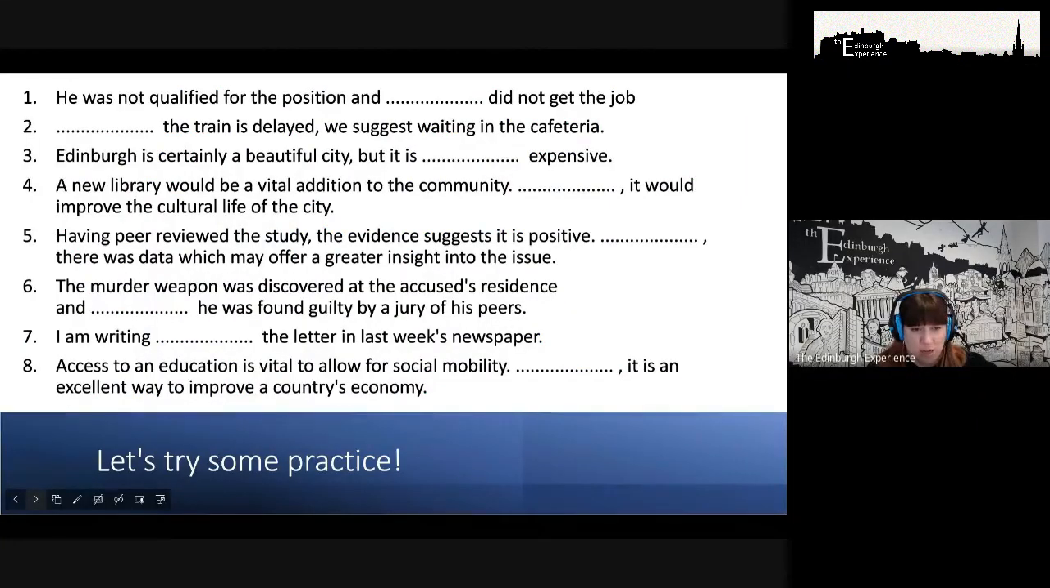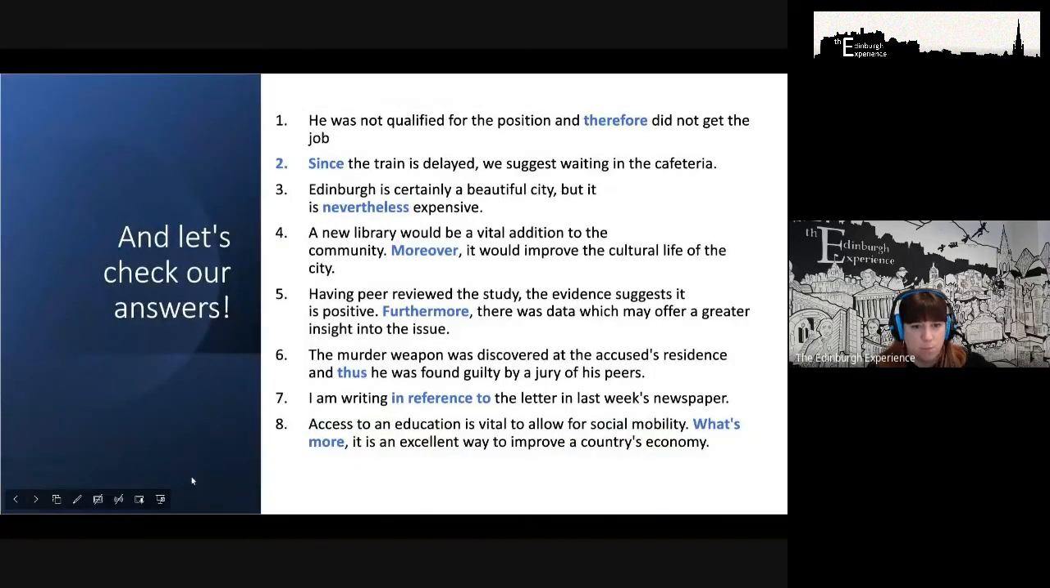Let's have a look at those answers. All right, so if we have a look at there, number 1, he was not qualified for the position and therefore did not get the job. Yeah. Number 2, since the train is delayed, we suggest waiting in the cafeteria. 3, Edinburgh is certainly a beautiful city, but it is nevertheless expensive.